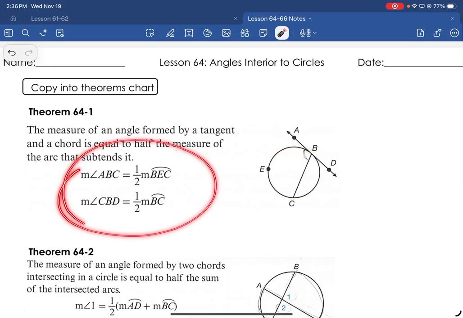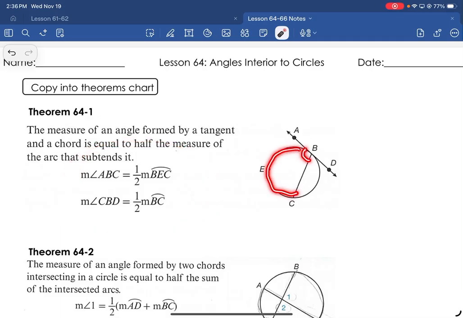So, you see these formulas right here? They're trying to tell you that angle ABC is half of arc BEC. So what I just showed you, this is half of this. And also angle CBD, that would be right here, is half of its arc. So if I tell you this is 25 degrees, you're going to tell me that its arc is 50. Yes, 50 degrees. If I tell you that this arc is 60 degrees, you're going to tell me the angle is 30 degrees. You got it.